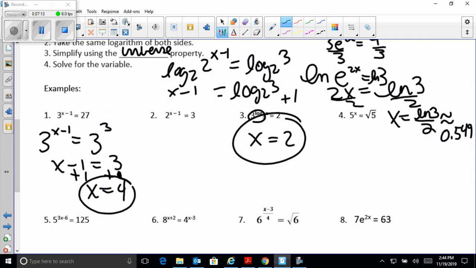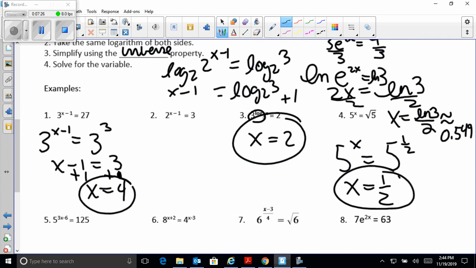Number 4, this is 5 to the x is equal to 5 to the 1/2. Same base. So I rewrote it so they have the same base, so I know that x is equal to 1/2. Also, not much work on that problem.